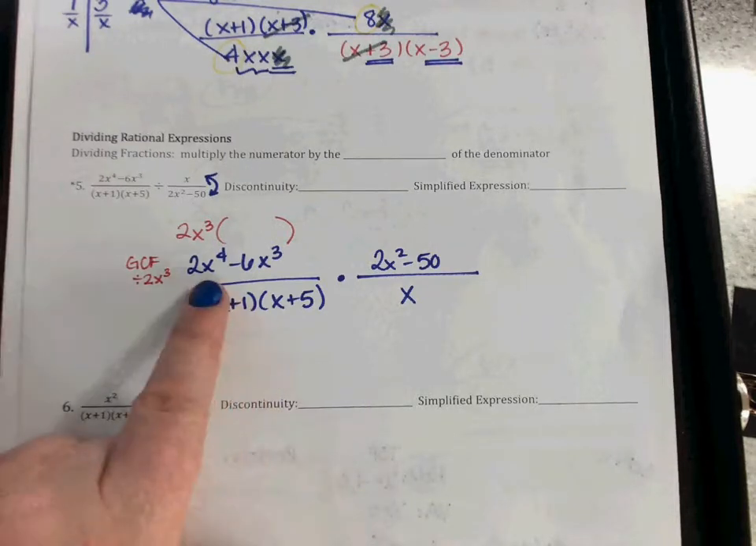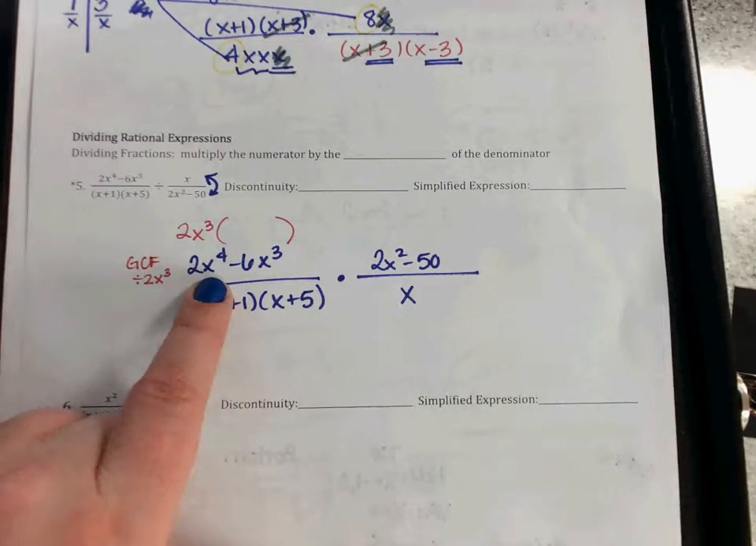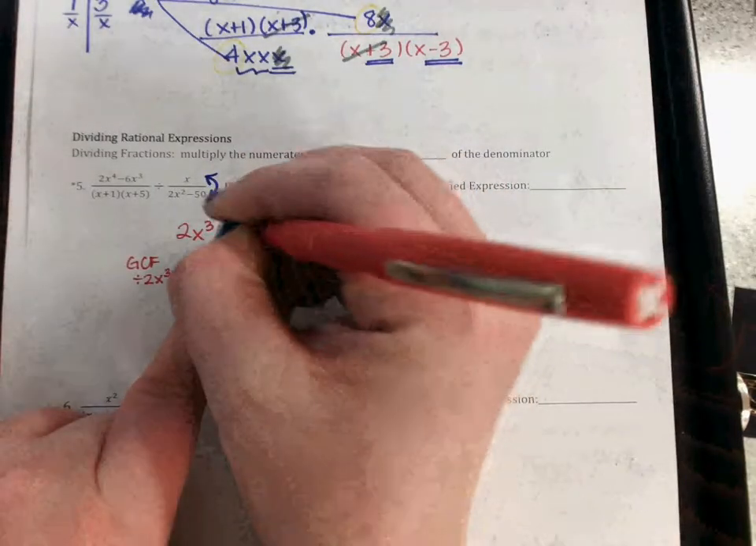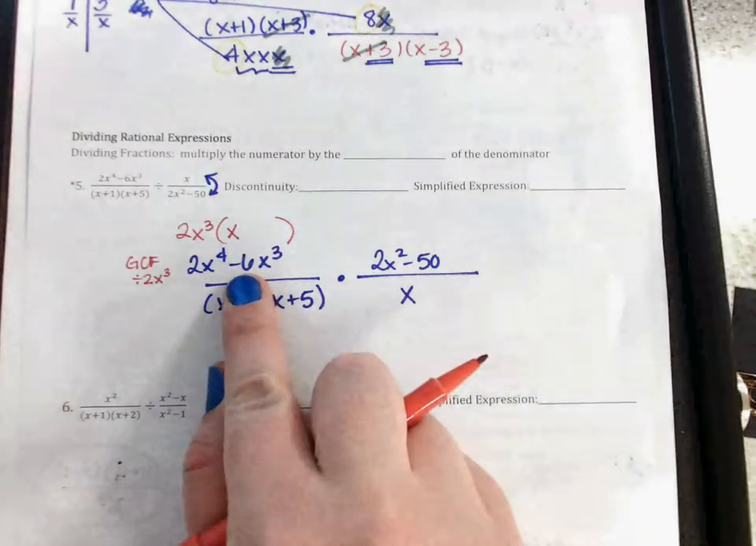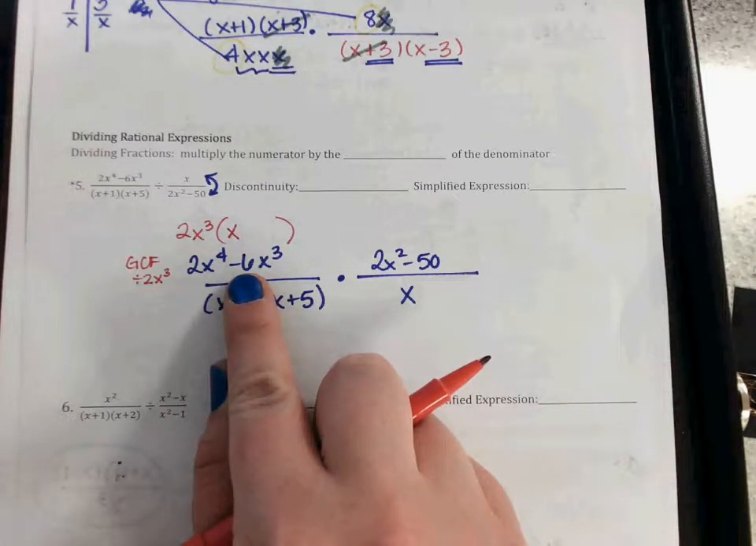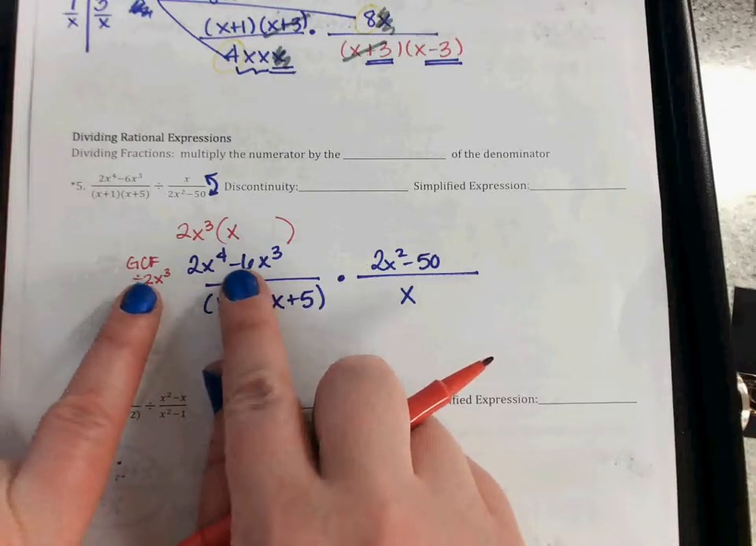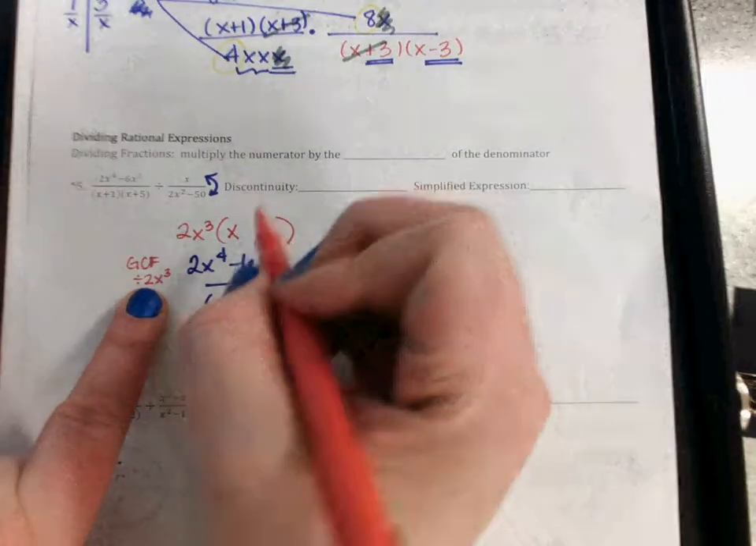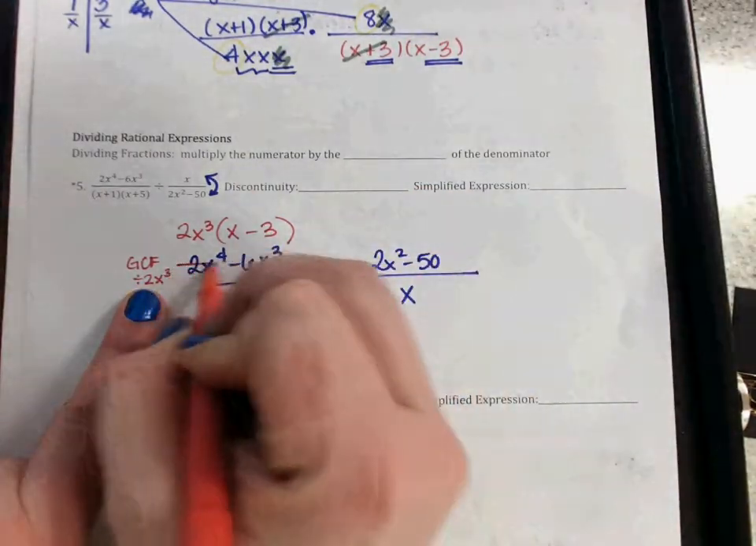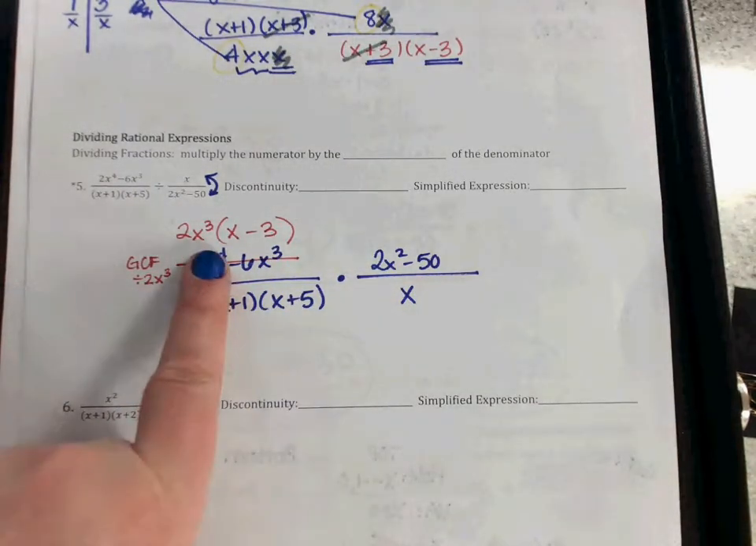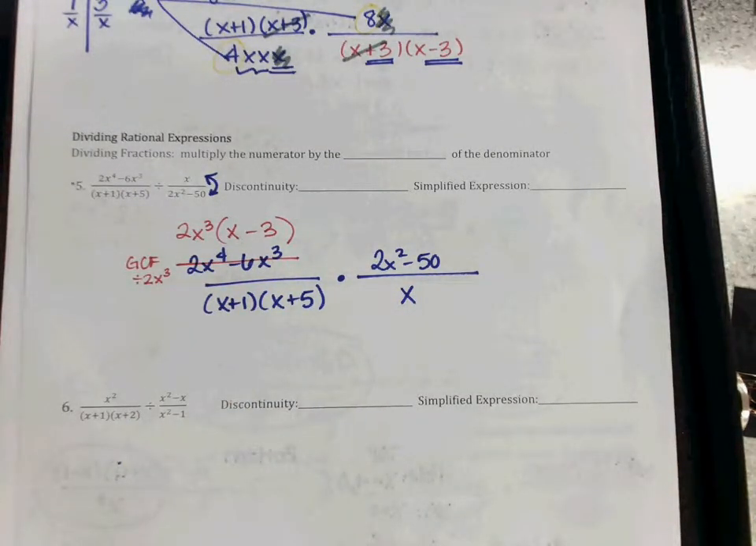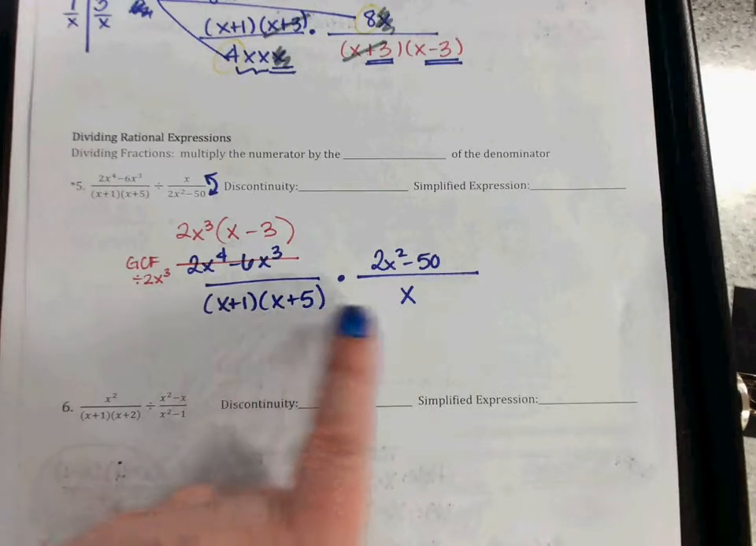So if this was a 2x to the 4th, and I divided by 2x to the 3, what's left over? Just one of the x's. Okay, good. Then I had a minus 6x to the 3. I divided by 2x to the 3. What's left over in the second spot? Minus 3. Good. And then I'm going to cross out what used to be there. So that's the new top. Okay, this bottom one's already done.